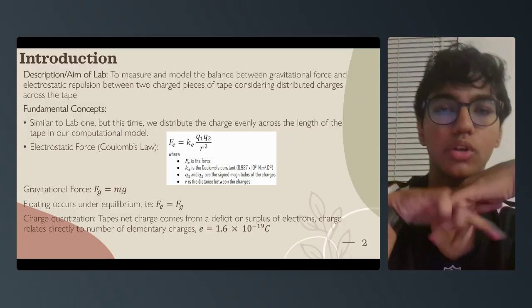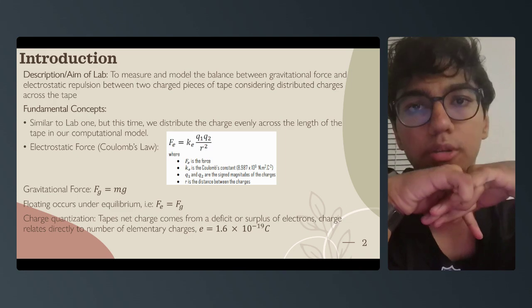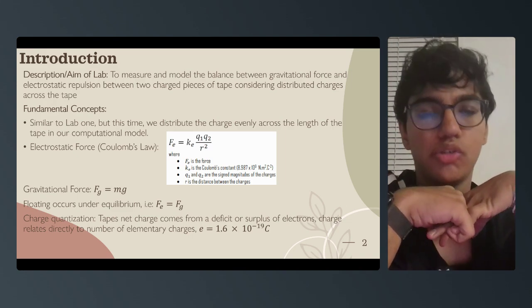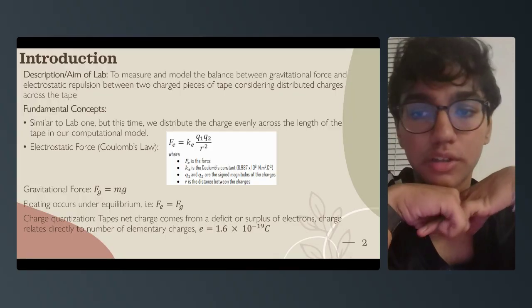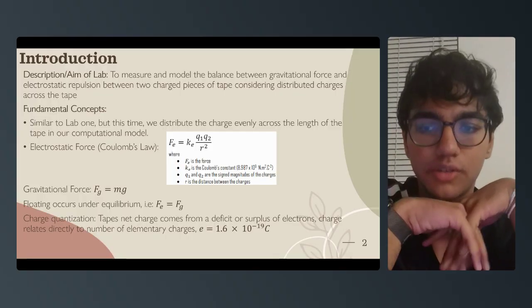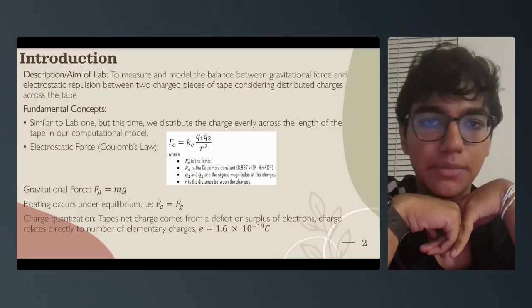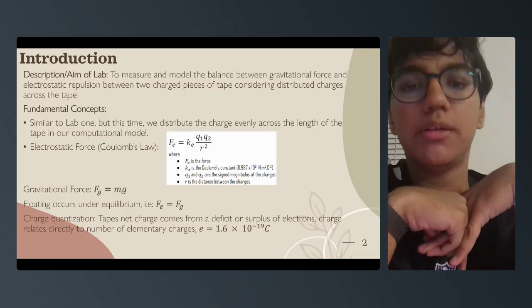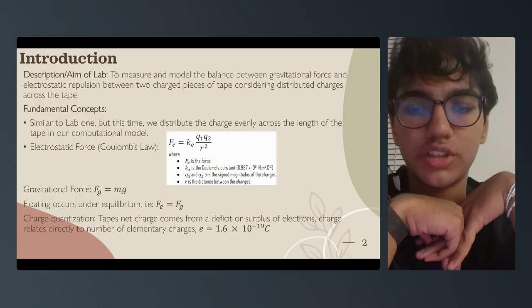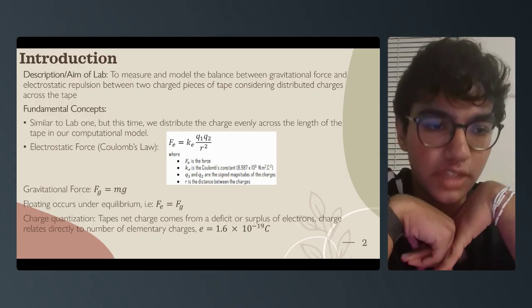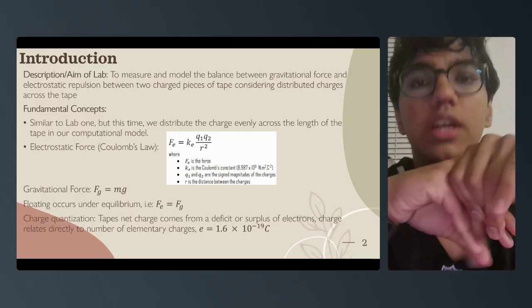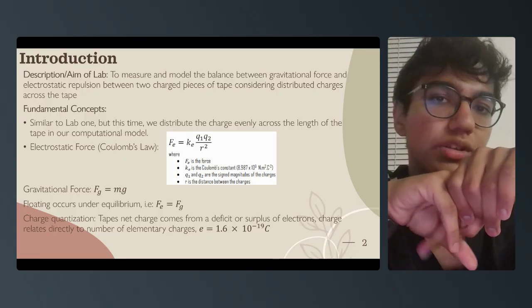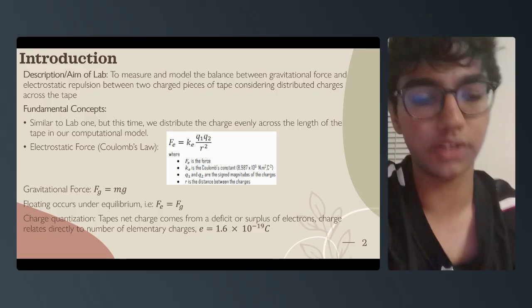Electrostatic force, so Coulomb's law: the magnitude of force between two charged particles is k q1 q2 over r squared, where q1 and q2 are the charges of the respective particles. Gravitational force, Fg equals mg, and in our lab's scenario we consider equilibrium, and under that, Fe would be equal to Fg. Charge quantization. The tape's net charge comes from a deficit or surplus of electrons, and this will always be an integral multiple of the minimum amount of charge that can exist, which is 1.6 times 10 to the power negative 19.